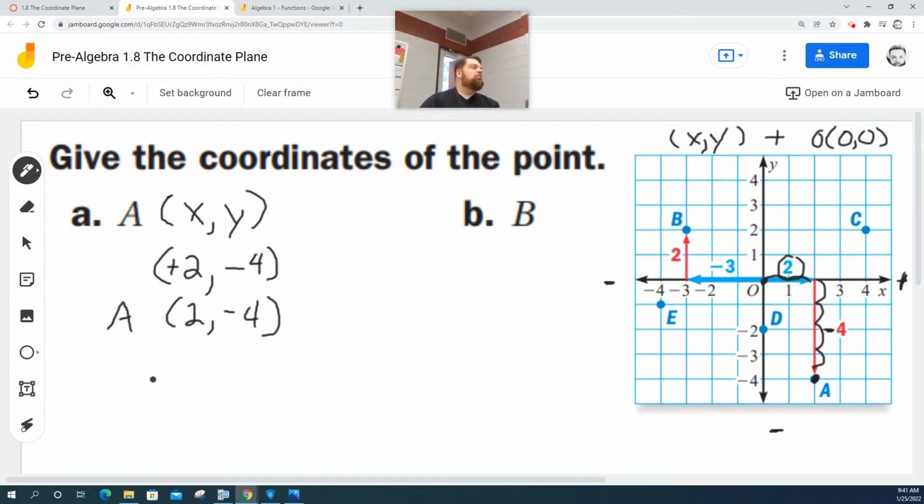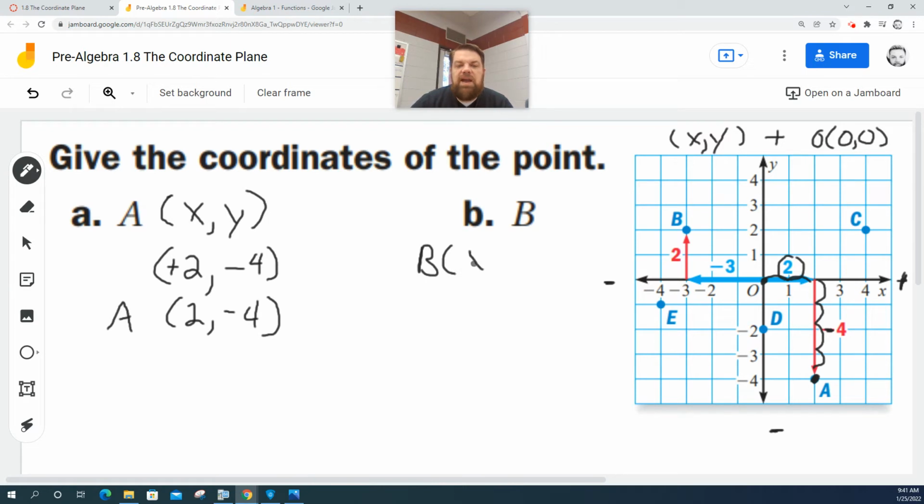So whenever we graph a point, we always start at the origin and we go, how much do I go left or right? Do I go in the negative direction or positive direction? That's how I determine the number. And then for the y coordinate, we figure out how much do I go up or down. So now for B, I've got to do the same thing.